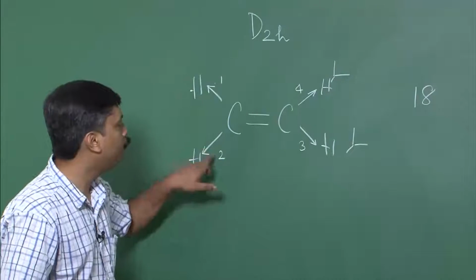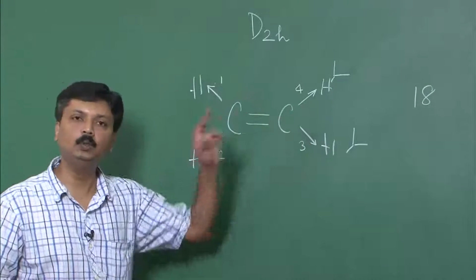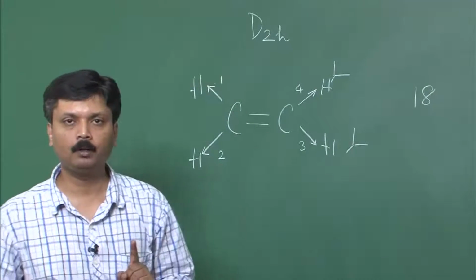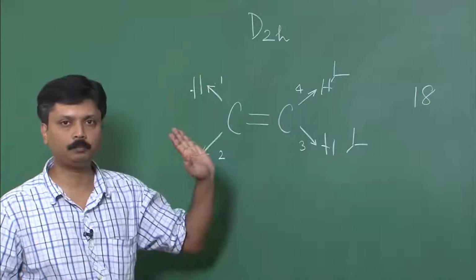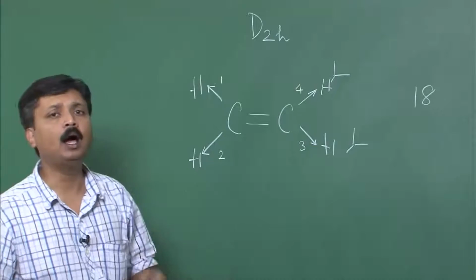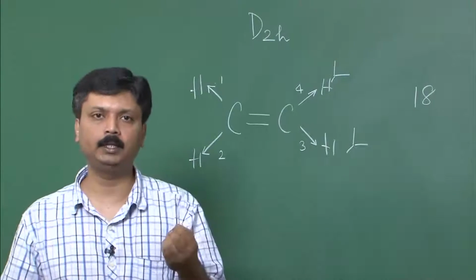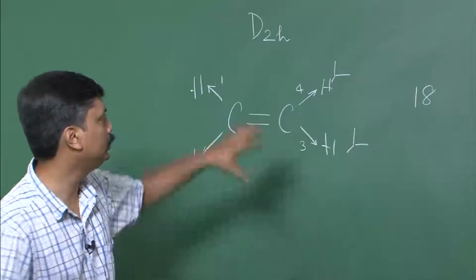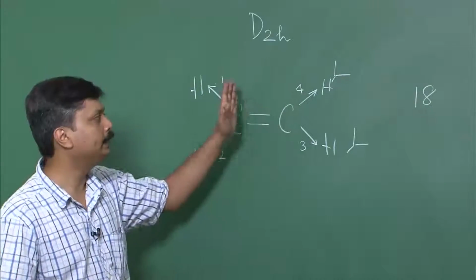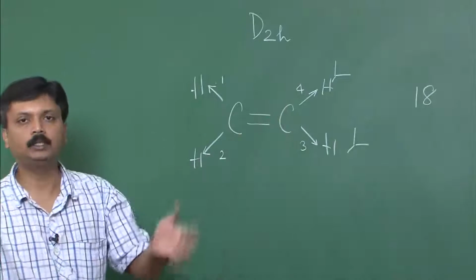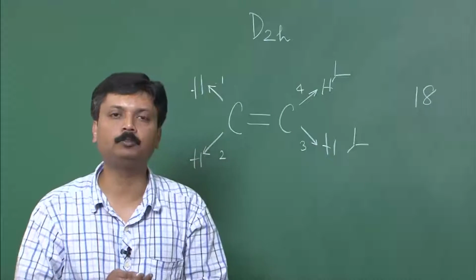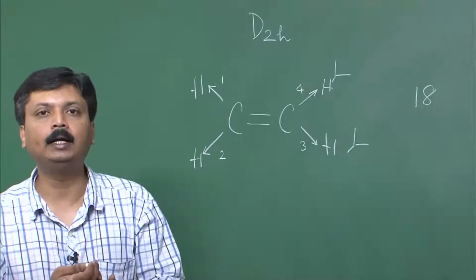Now these 4 bond vectors I can use as my basis function, right? So my basis set will be 1, 2, 3, 4. Then what I have to do is operate all the symmetry operations on these bond vectors and see how this basis set that is formed out of these bond vectors is getting modified.